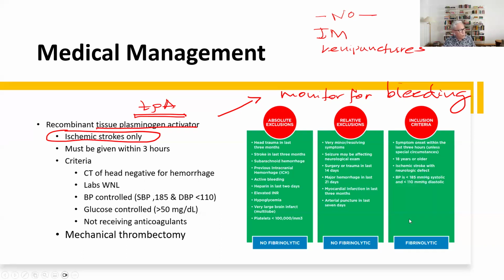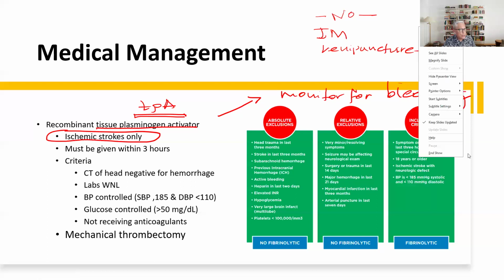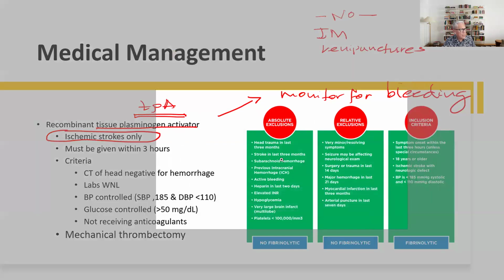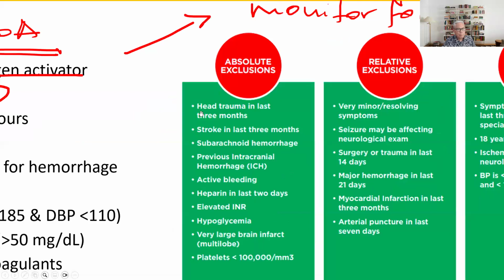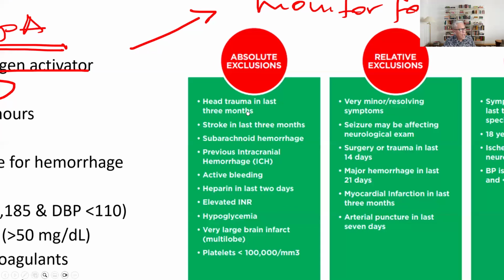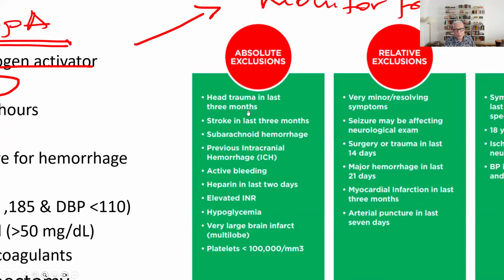All right. So what are some of the absolute exclusions as far as TPA is concerned? Well, the patient should not have had a head trauma in the last 3 months, because if they have had trauma in the last 3 months, there's a possibility that we might rupture any existing clots that are trying to prevent any bleeding.